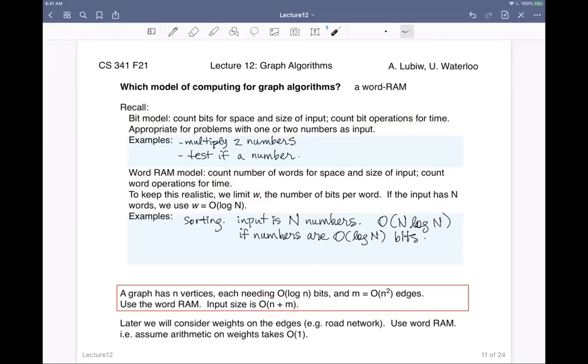Later on in the course, we're going to think of having weights on the edges of a graph. For example, in a road network, the weight would be the distance you travel. And there again, we will use the word RAM model. In other words, we will assume that the weights are not huge numbers, that they fit into order log n bits, and we will assume that arithmetic on those weights takes unit time. Just one word operation to do that.